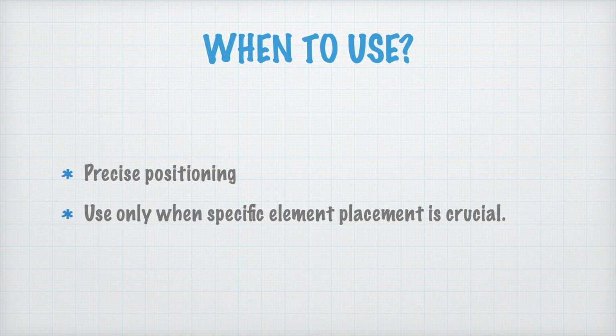When can we use absolute layout? Absolute layout is best used for designs needing precise positioning, like custom backgrounds, overlays, or game interfaces. It is flexible but less adaptive to screen size, so use it only when specific element placement is crucial.